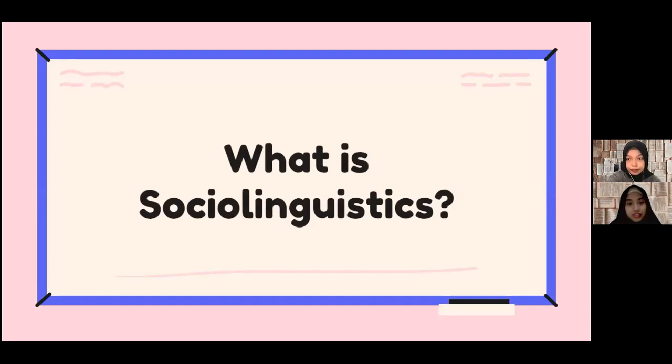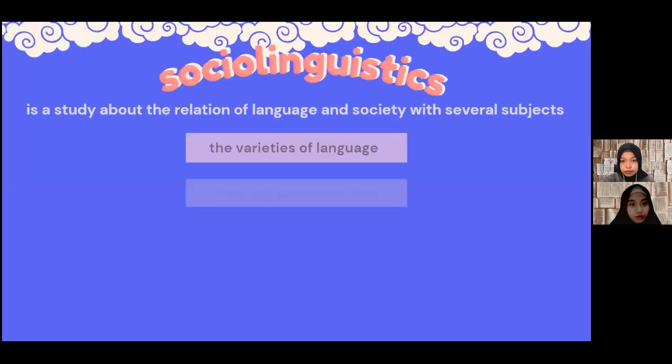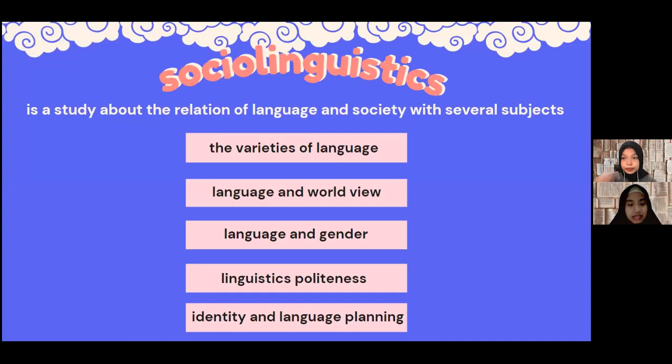So, what is sociolinguistics? Sociolinguistics is the study of language in relation to society. It has several subjects, such as the varieties of language, language and worldview, language and gender, linguistic politeness, and identity and language planning. It actually has 5 subjects, but in this opportunity, we will explain to you about only 4 subjects according to the available materials in Tariq Rahman's book. So let's move to the first subject.